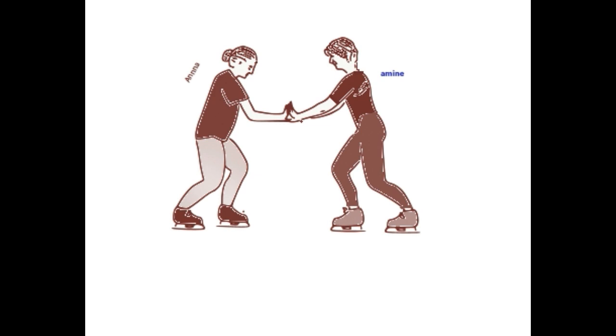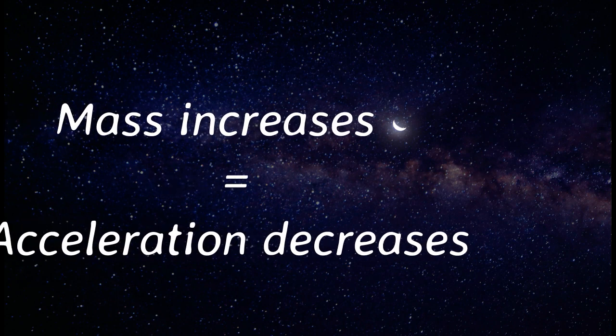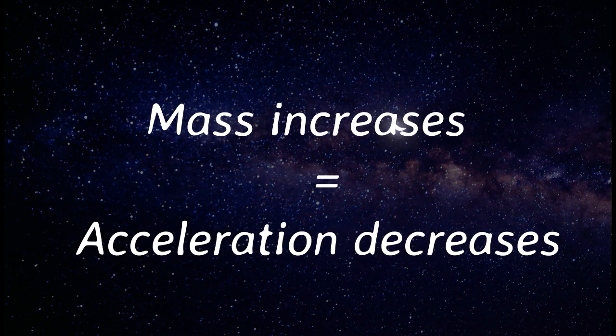Let's say that Anna is in a state of equilibrium. In other words, let's suppose that a equals 0. Obviously, F net will be equal to 0 too, which means in this case that P plus F1 plus F2 equals 0. And according to the second law of motion, a equals F divided by m. So if the mass increases, the acceleration decreases.